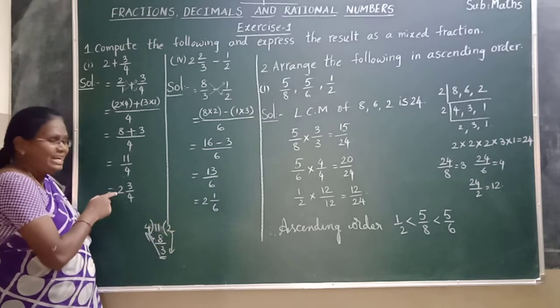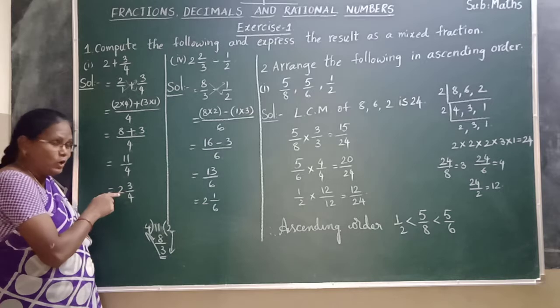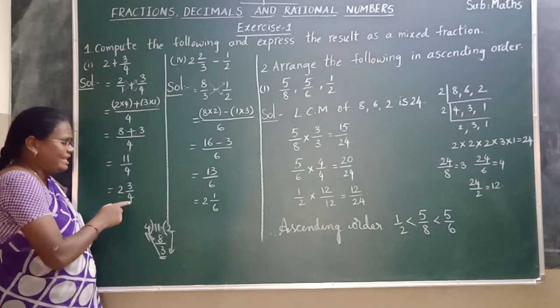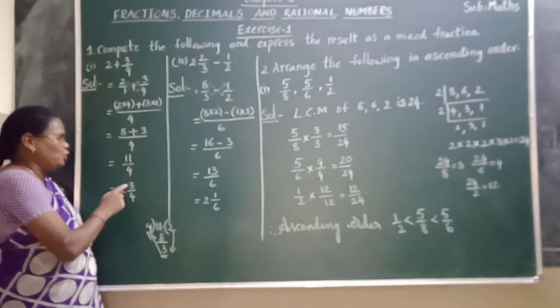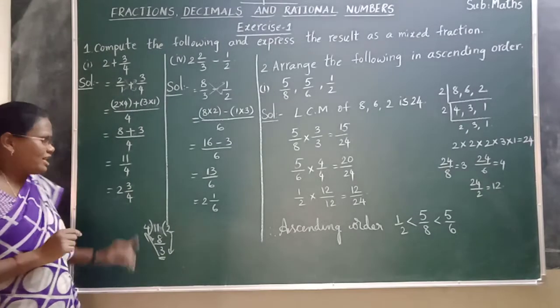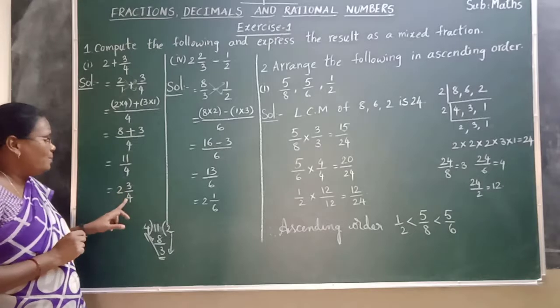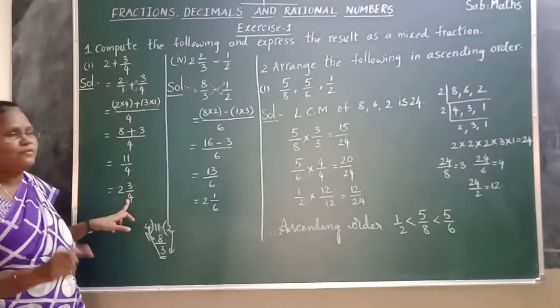the quotient is written as a whole number. The remainder is written as the numerator. The divisor is written as the denominator. 2, 3 by 4. This is a mixed fraction. 2 is the whole number, and the combination of a whole number and a proper fraction is called a mixed fraction.